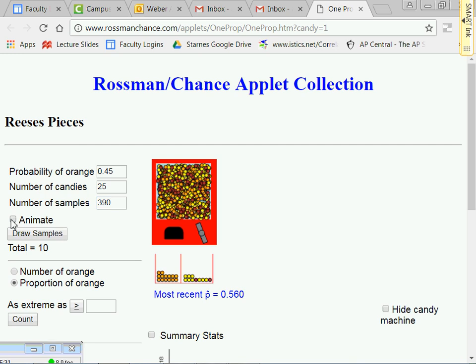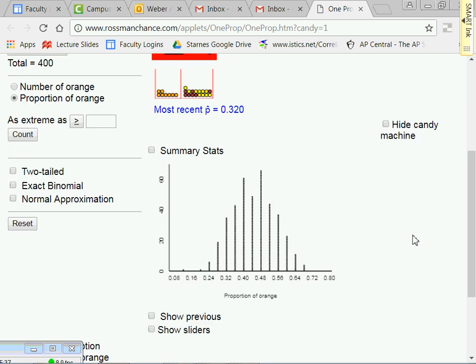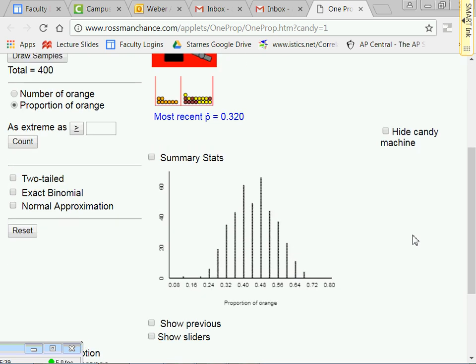All right, so I'm going to take animate off so this doesn't take forever. We're going to do 390 more samples to get a total of 400. Boom. Look how fast that did that. All right. Our dot plot has a ton of p-hats, right? There's 400 little p-hats, each with a proportion out of 25 that were orange. Does this look better than our last graph? Yeah, it looks a little more normal.